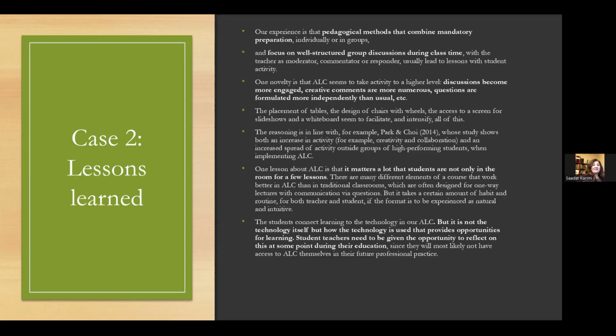The reasoning is in line with, for example, the study of Park and Choi, whose study shows both an increase in activity, for example, creativity and collaboration, and an increased spread of activity outside groups of high-performing students when implementing ALC.